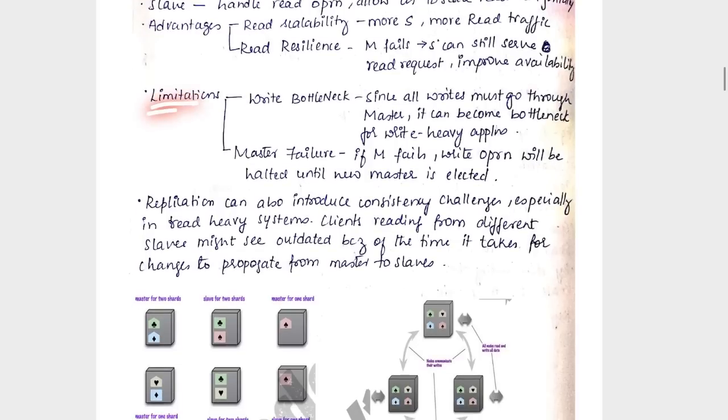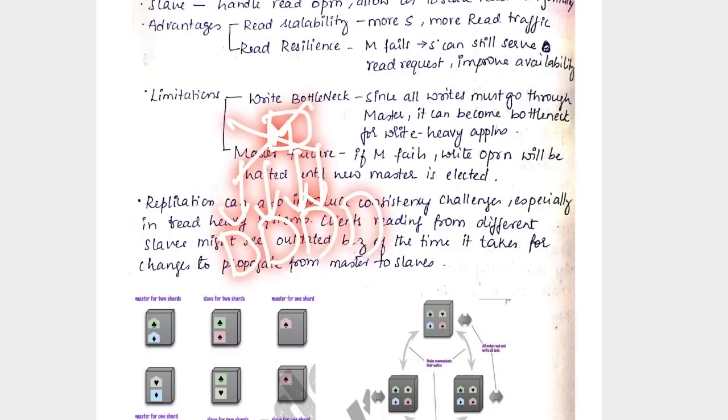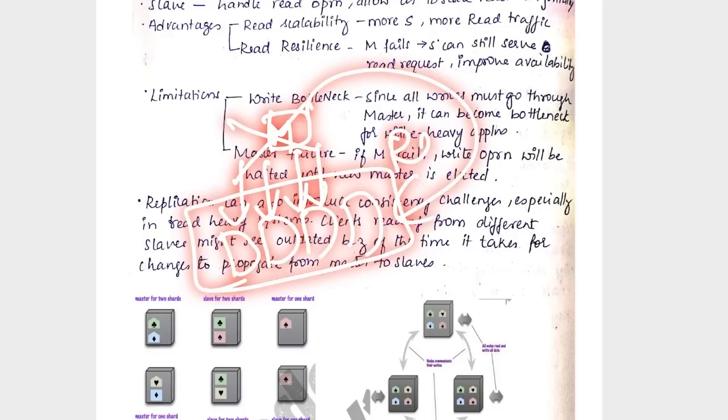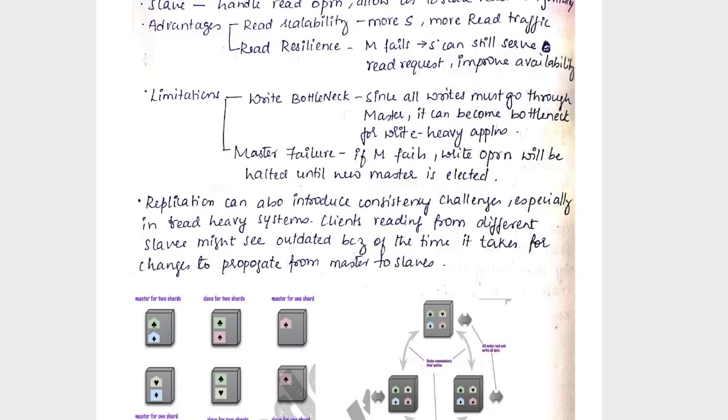Speaking about the limitations, the first limitation is write bottleneck. That is, since all writes must go through the master, it becomes a bottleneck for write heavy applications. Again, as I told, if the master node fails, it becomes difficult for the slave nodes to operate. So the master becomes a bottleneck while performing write heavy applications. Next we have master failure. That is, if a master fails, write operations will be halted until a new master is selected. So these are the limitations.